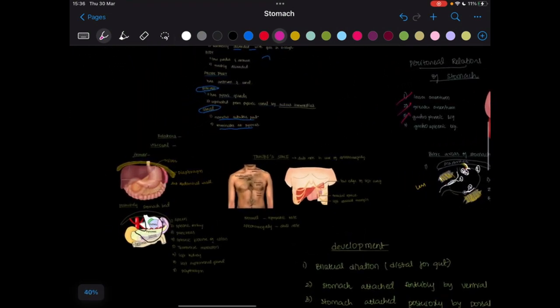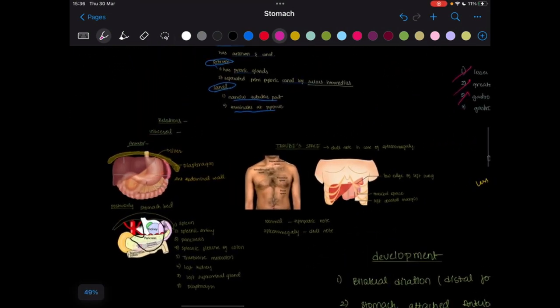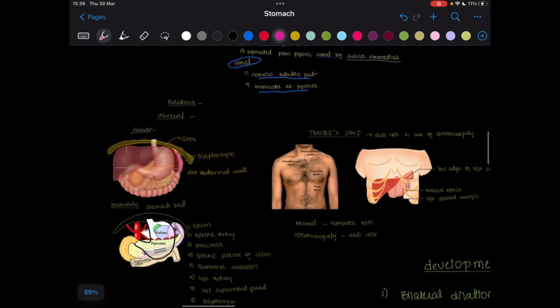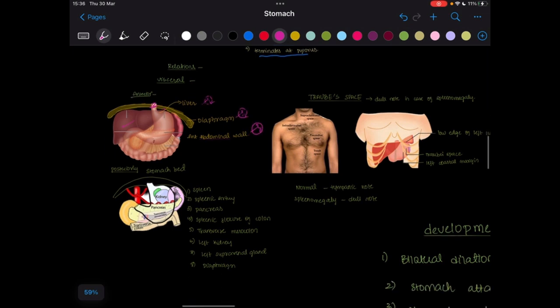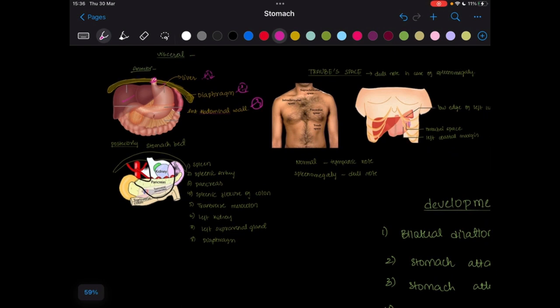Visceral relations. We have the anterior relations and the posterior relations. So anteriorly you have the liver, the anterior abdominal wall, and also the diaphragm, which comes anterior to the stomach. So in the anterior visceral relations we have the liver, diaphragm, and the anterior abdominal wall. The structures or organs which are present posterior to the stomach form the stomach bed, which is also termed as the stomach bed.